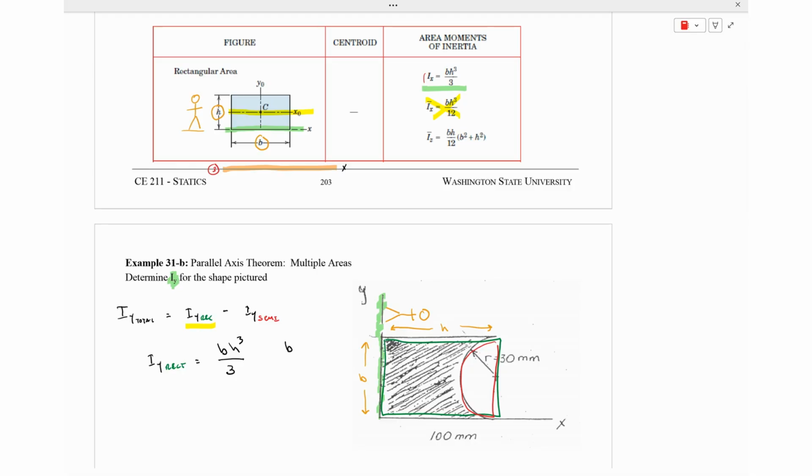And the b value is equal to, in this case, you can see that it's twice the radius, so it's going to be 60 millimeters. And then the height is the full height of that rectangle, 100 millimeters.